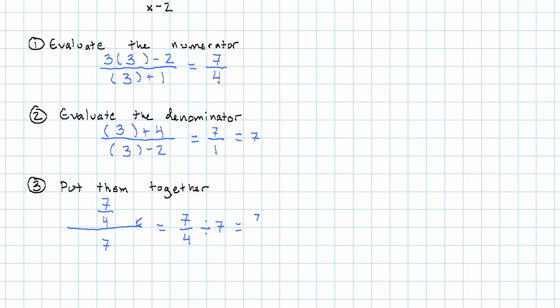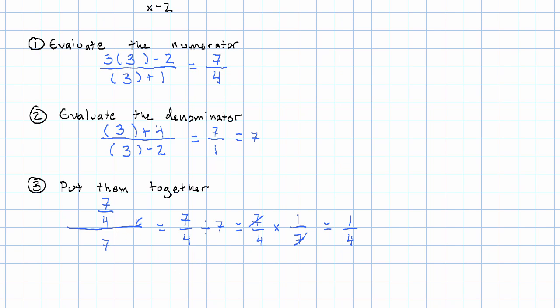So that's 7 over 4 times 1 over 7, and that's 1/4. So when we evaluate that rational expression, our final result is 1/4.